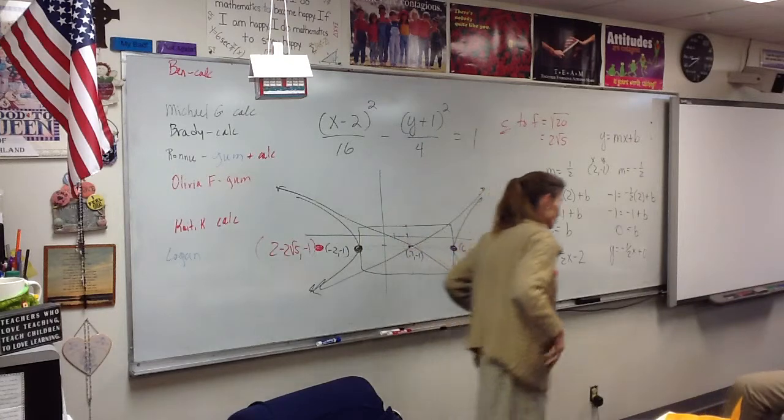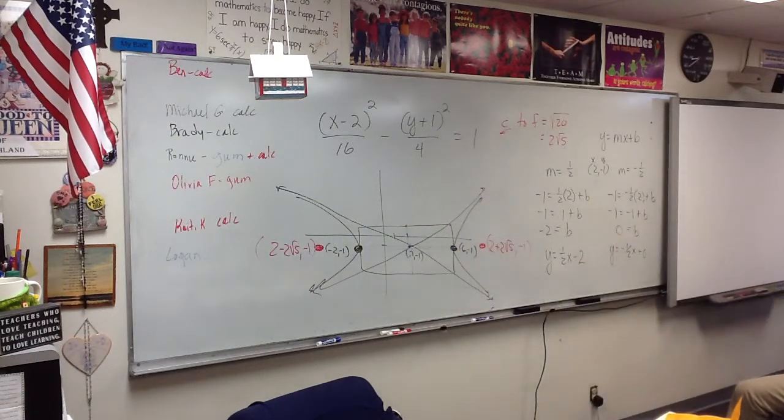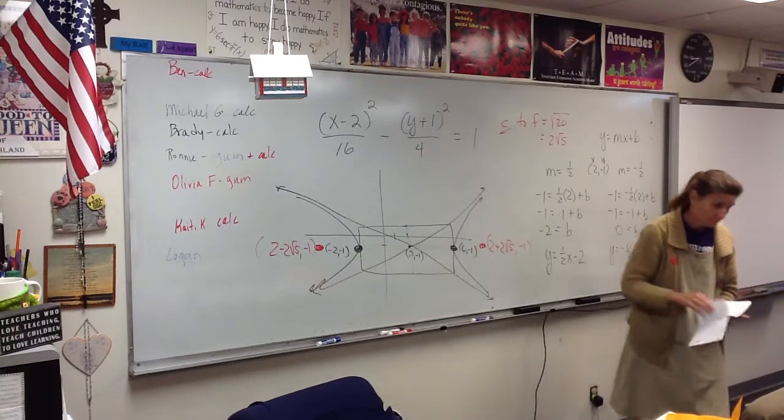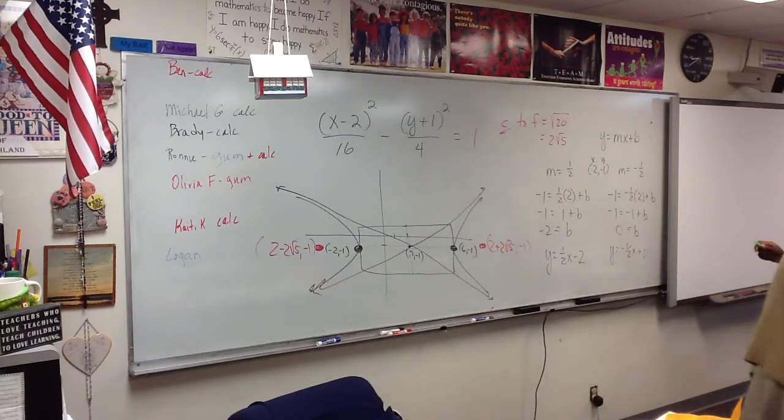All right, here comes your quiz. 2 over 4. So you just reduce that to 1 over 2. Okay, here comes your quiz. Center point. Go up to. It's a 16 and a 4.